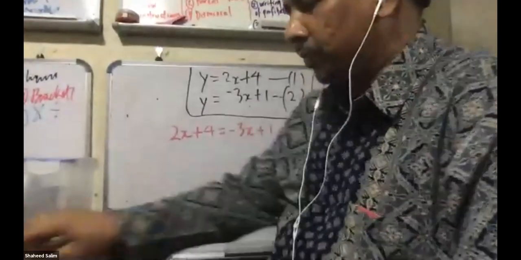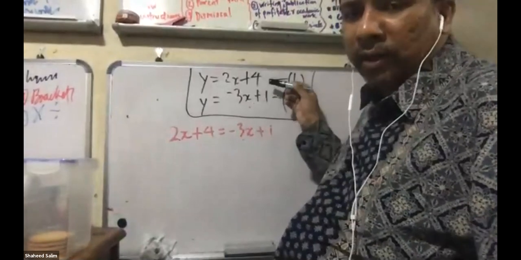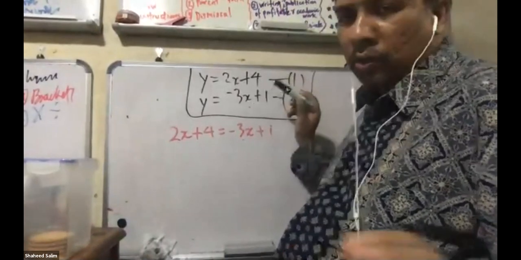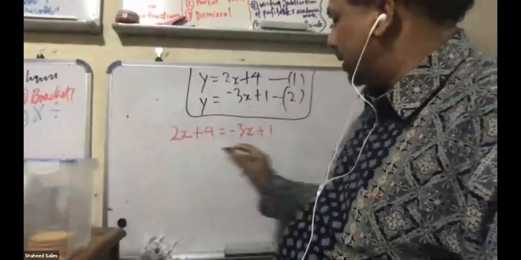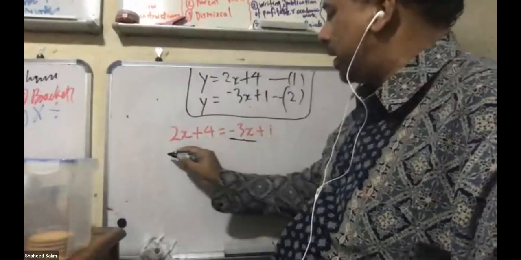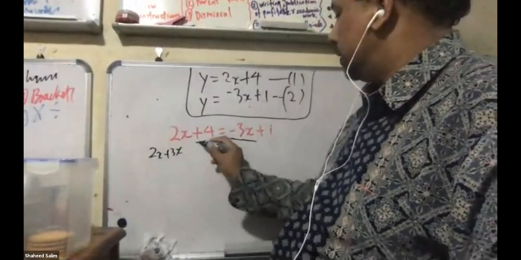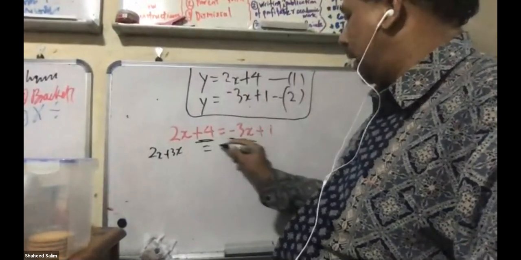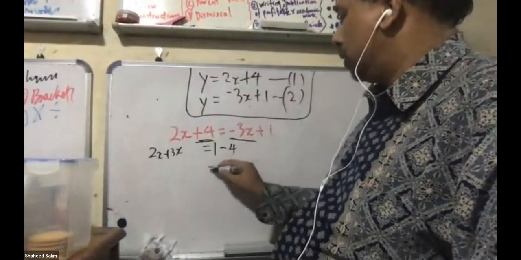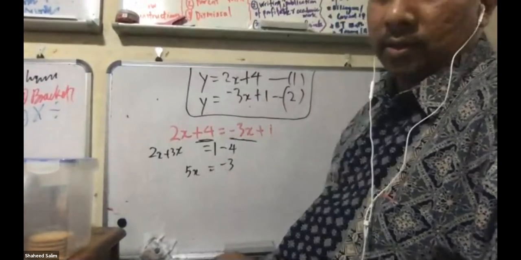Okay, so we do step by step now. This one, you agree, is equals to this one. Shafi, you understand this one? Yes, and now we bring all the x to one side. Minus 3x, you bring over there, become plus 3x. So you know it becomes 5x. This 4, now you bring to the other side, become minus 4. So you have 1 minus 4 equals to minus 3. So 5x equals to minus 3.